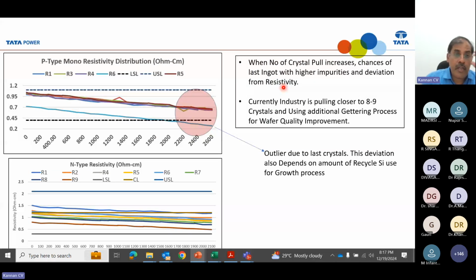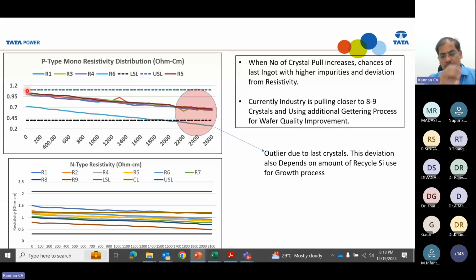So if you see here, the resistivity also, because you can say almost 6 crystals have been grown from a single ingot. Instead of a single crystal, we pulled the crystal 6 times. And what is the resistivity range for each crystal? Normally, 0.4 to 1.1 is the resistivity range we decide for solar cell applications. Whereas for 4 or 5 crystals, you can maintain a similar kind of resistivity.